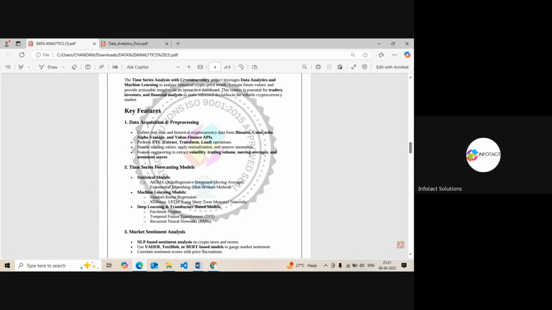Then you need to go for data collection and pre-processing. You can collect data from the Yahoo Finance API, or you can use any data. For time series forecasting, you can use the ARIMA, LSTM, and Prophet model, which is Facebook's time series model. For volatility analysis, you can use the GARCH model. For sentiment analysis, you can use Twitter and news datasets. For GUI implementation, you can use just Streamlit.